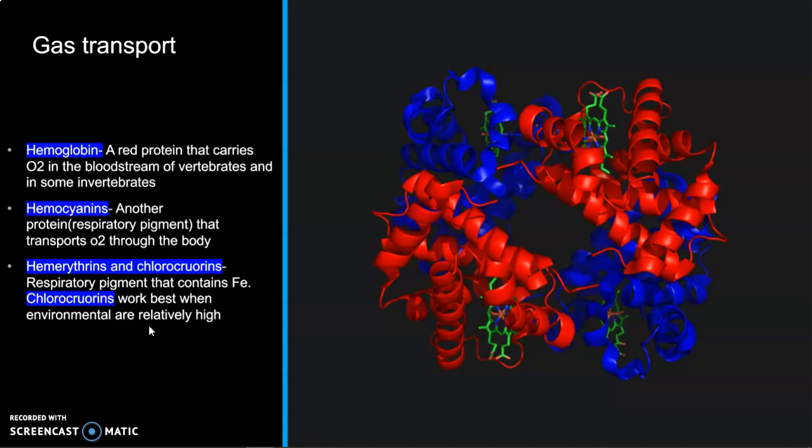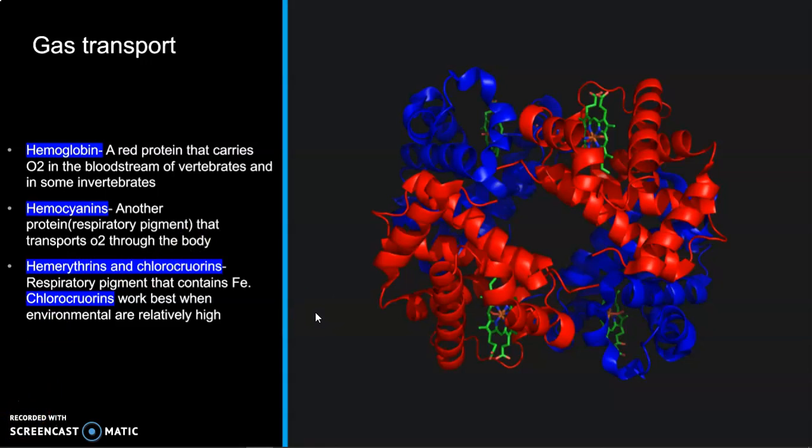The second one, hemocyanins, are mostly common in arthropods and mollusks. It's kind of like hemoglobin: another respiratory pigment that transfers O2 throughout the body. But one major difference is that hemocyanins contain copper rather than iron, because hemoglobin contains iron. And instead of being red, they turn blue when they become oxygenated.